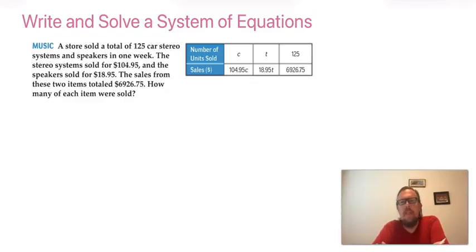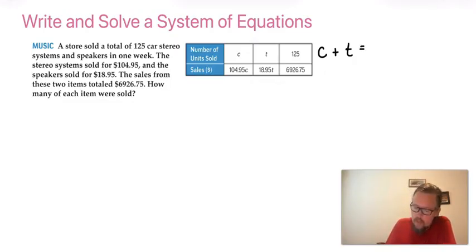So this is a classic systems of equations problem where you have to figure out how many of two different items you have. And we're given a table which makes writing the equations very simple. We're told that there were a total of 125 items sold. So the number of stereo systems plus speakers, which we're using the variables C and T here, C plus T is 125.